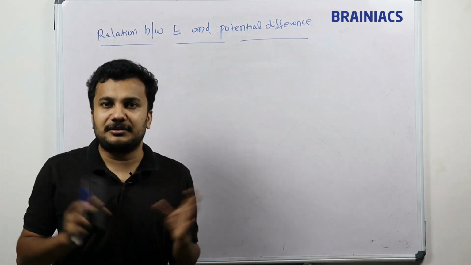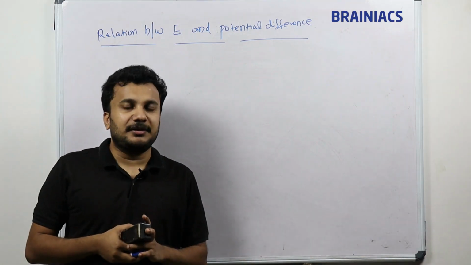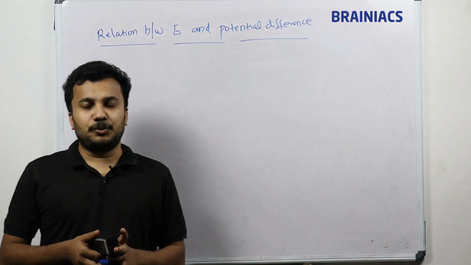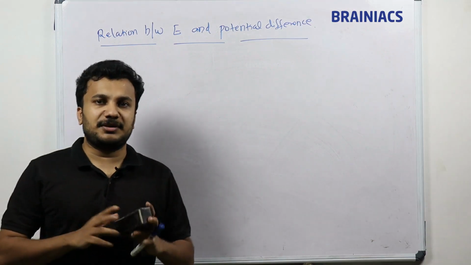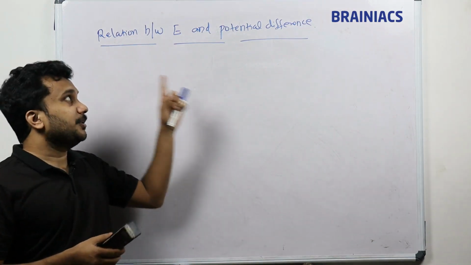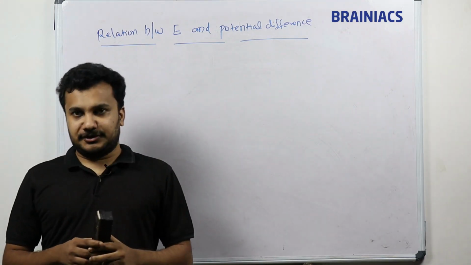What is called a potential? The simple definition of potential is the work divided by charge. V is equal to W by Q or KQ divided by R. This is a very simple definition. Now we are going to see relations between electric field and potential difference.